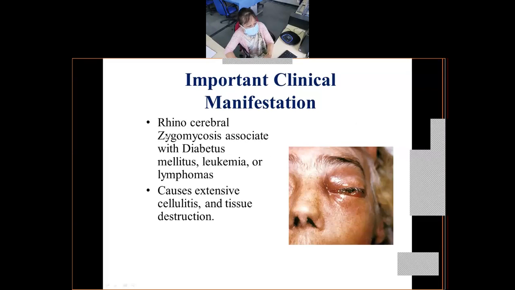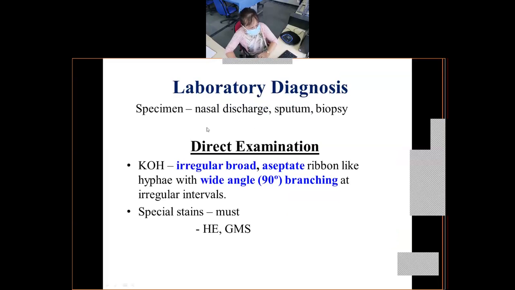So rhinocerebral mucormycosis, as I told you, is associated with uncontrolled diabetes, leukemia, and certain lymphomas. What you will observe is that it can cause extensive cellulitis with tissue destruction. So this is one of the most dangerous manifestations which can be observed in the case of diabetics. So here again, the samples will depend on what tissue is involved.